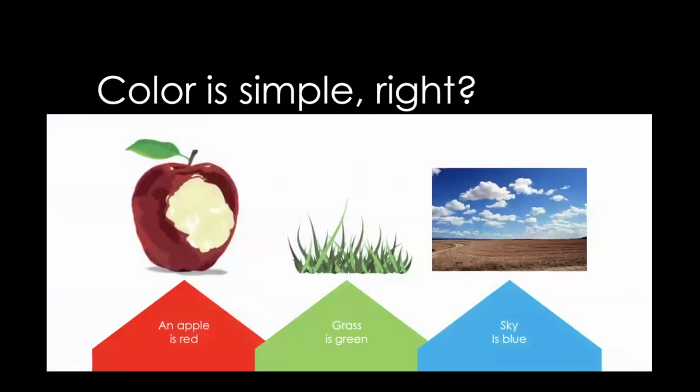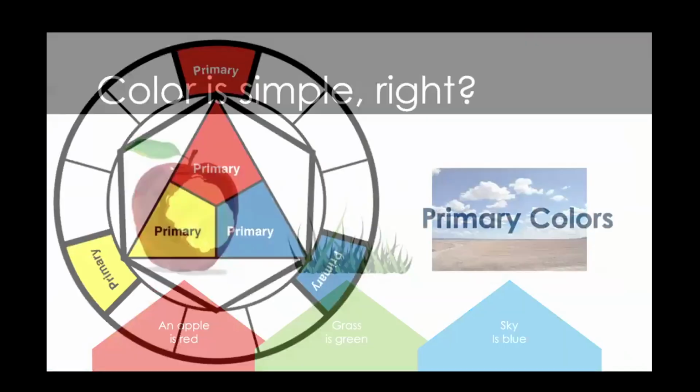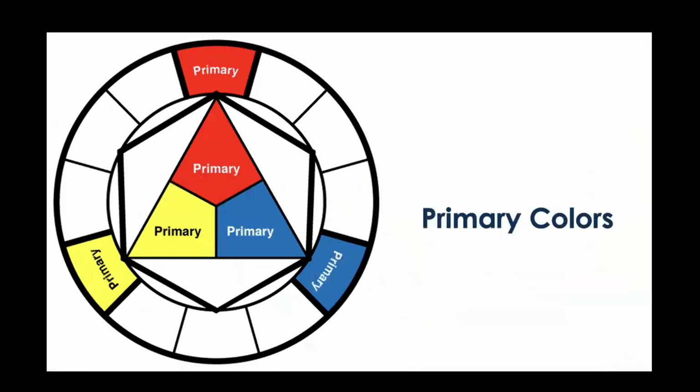So I think most of us think color is simple. It's just make the colors that they're supposed to be. Like an apple is red, grass is green, the sky is blue. All of those things are true, but there are so many nuances to color. So let's just dive right in. Let's start at the beginning.